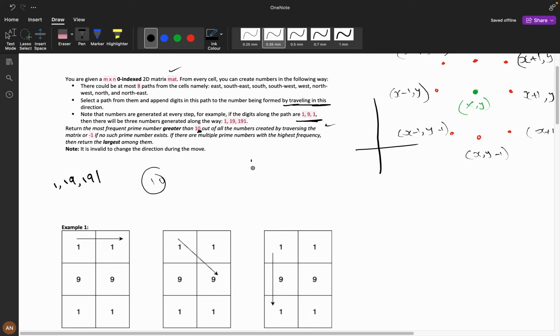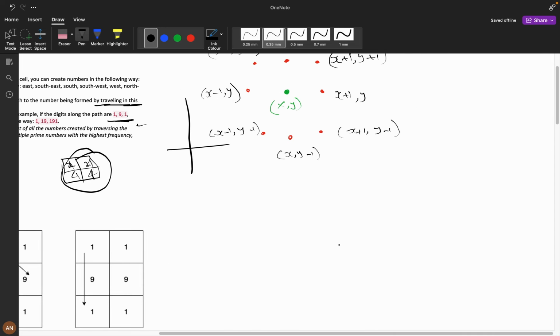So if you have something like this, where 2 is a prime number but in this case 4, there will be no prime numbers formed, so you will return minus 1. And it is invalid to change the direction during the move. It is the most important thing. I think most of you have done the problem, and at this point you have missed it.